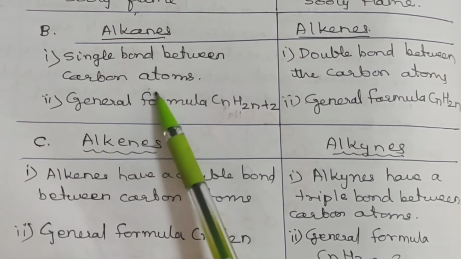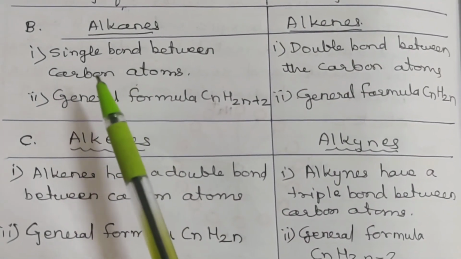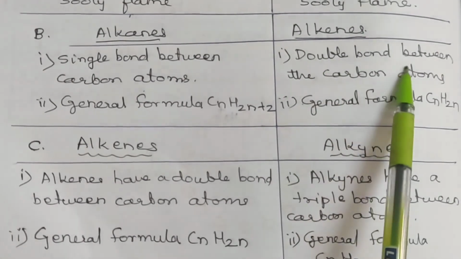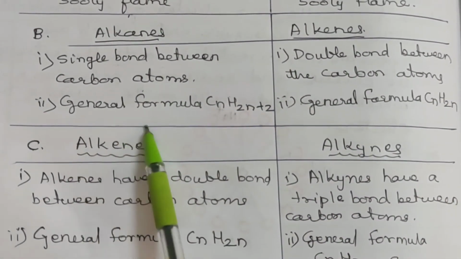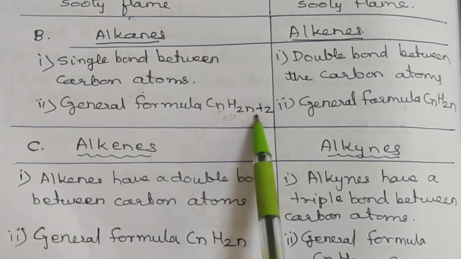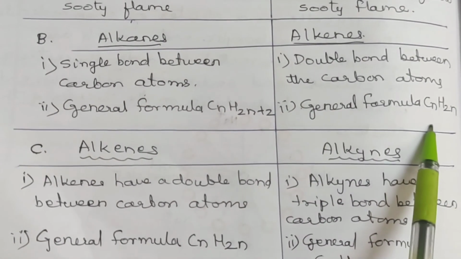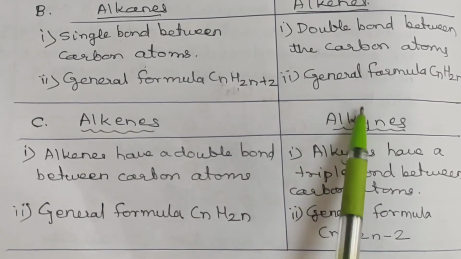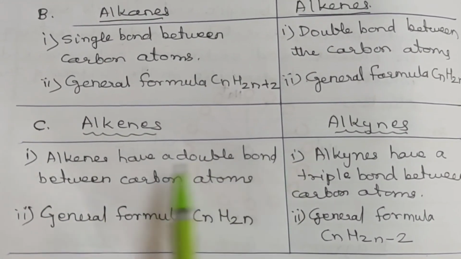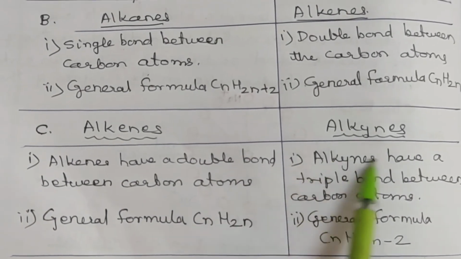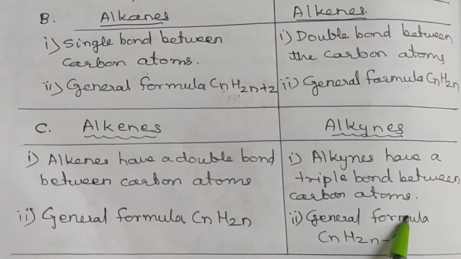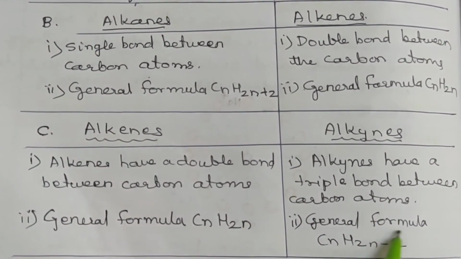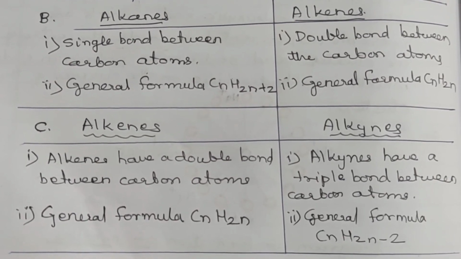Next is alkanes and alkenes. In alkanes, single bond between the carbon atoms, and in alkenes, double bond between the carbon atoms. General formula of alkane is CnH2n+2, and general formula of alkenes is CnH2n. See, alkenes and alkynes. Alkenes have a double bond between the carbon atoms. Alkynes have a triple bond between the carbon atoms. General formula of alkenes is CnH2n and general formula of alkynes is CnH2n-2.